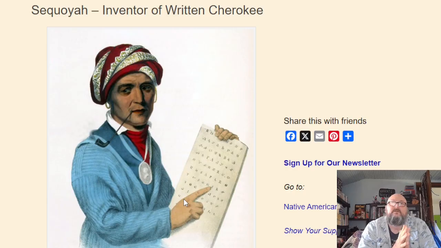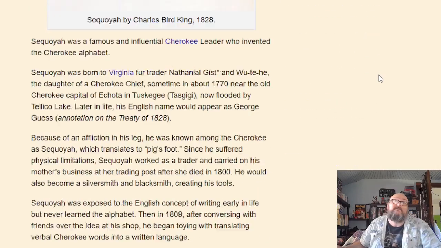Today we are looking at Sequoyah, the inventor of written Cherokee. Cherokee did not have a written system, it was just spoken by mouth. So there was no reading or writing it before Sequoyah. Cherokee was just a spoken language, but Sequoyah was able to turn it into a written language. Let's go in and look at this here.